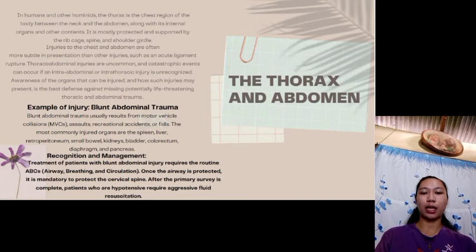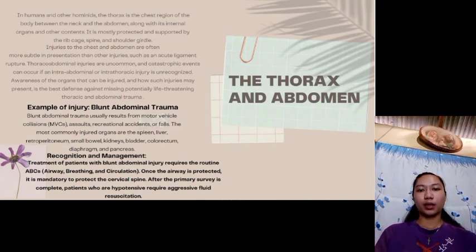So, the thorax and abdomen contain the inner organs and the other parts of the body's natural chest region, which is located between the neck and the belly. The rib cage, spine, and shoulder muscles guide and protect it the most. To reduce the danger from thoraco-abdominal injuries, activities might require appropriate protective equipment to be worn. Here is an example of injury.